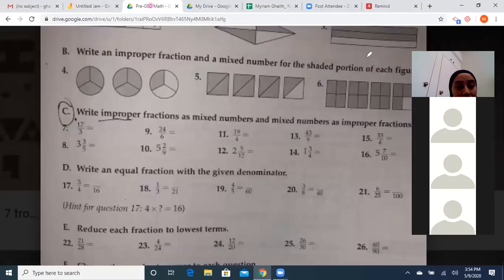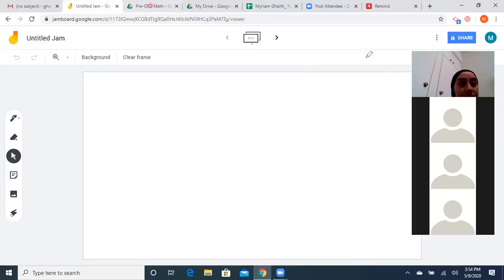Okay, number 10 was a mixed number, 5 2/9. So let's write that down. We had 5 2/9. Okay, how do I turn this mixed number into an improper fraction? What do I have to do? Do you remember? What do I do here? We do times. Yes, yes. Multiply 9.